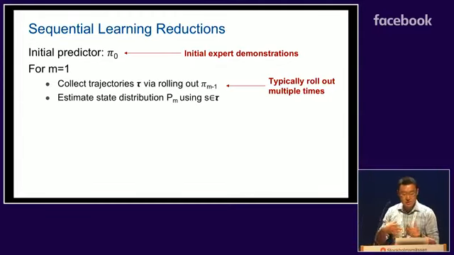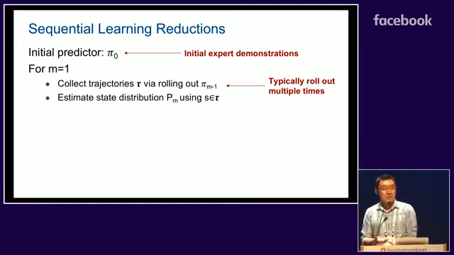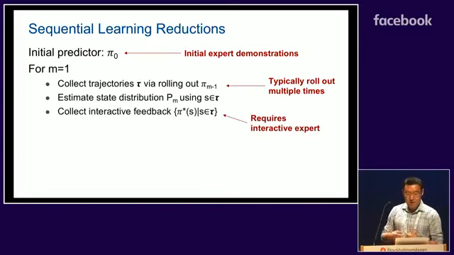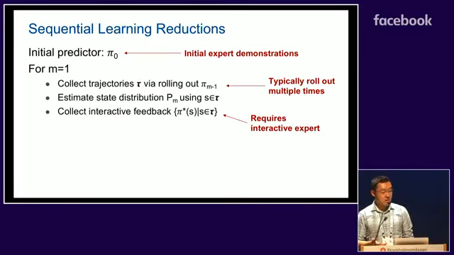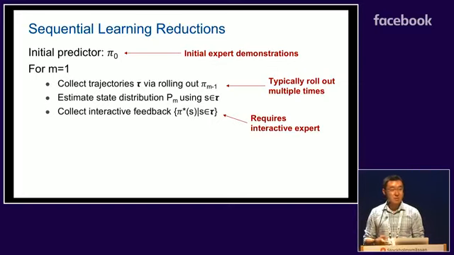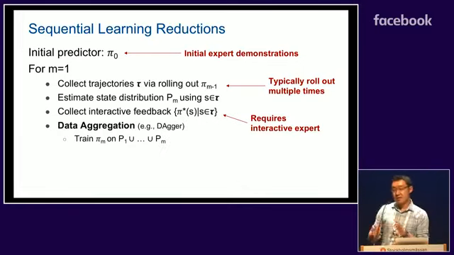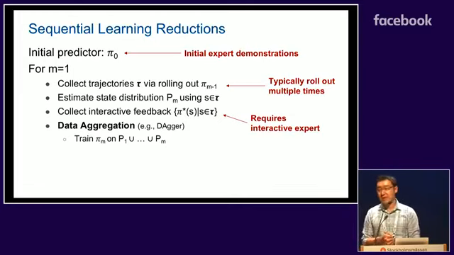We collect trajectories by rolling out pi sub m minus 1, the previous policy, on the environment, and we estimate the state distribution p sub m using these trajectories. We often roll out multiple times to collect a large data set. For every state in the trajectories in this rollout, we collect interactive feedback from the expert, what the expert would have done had the expert entered this particular state. And then the details differ a little bit depending on the specific algorithm.